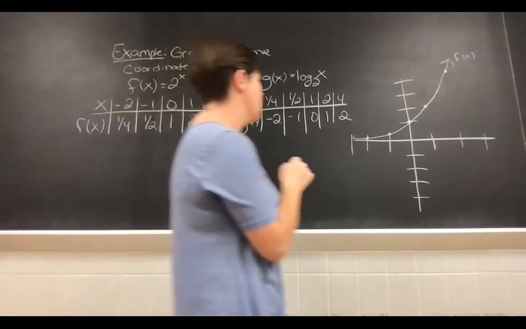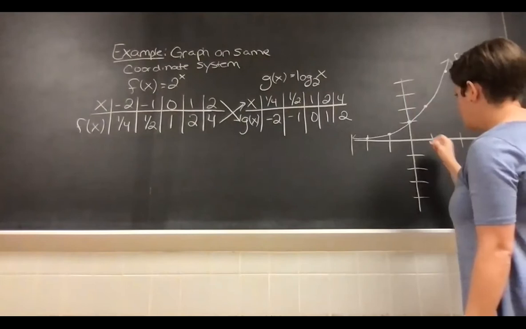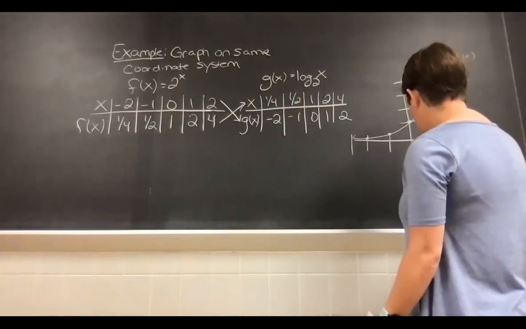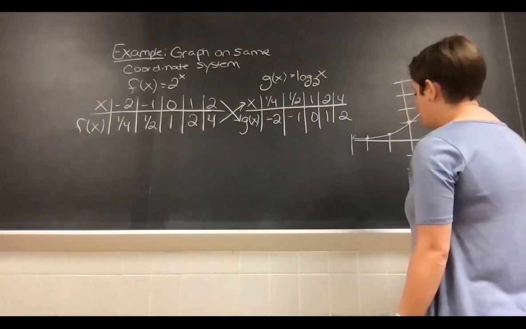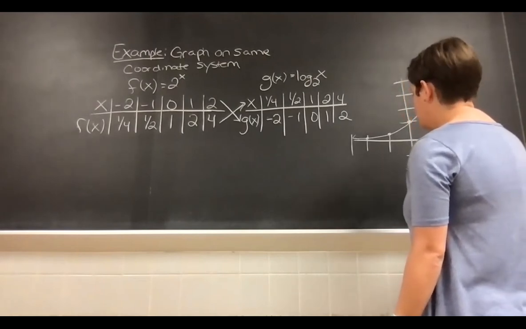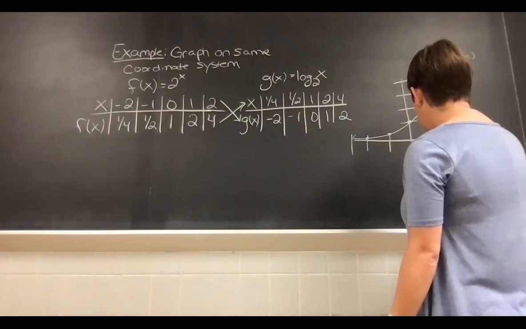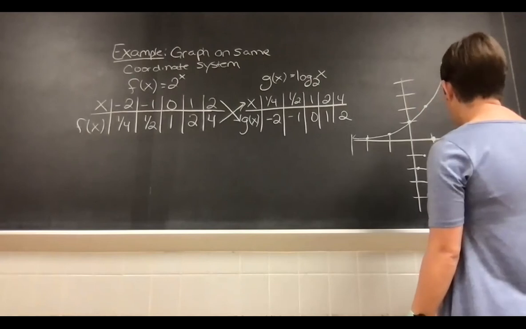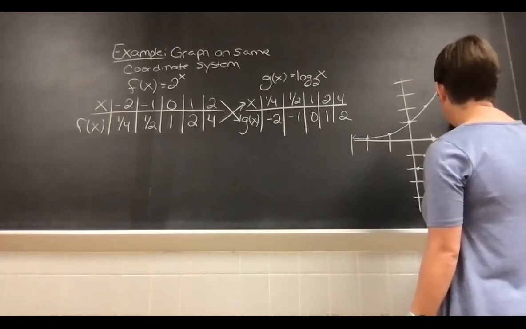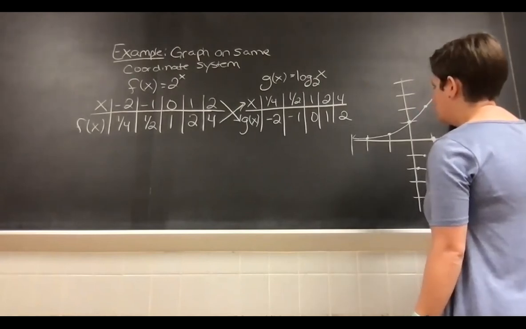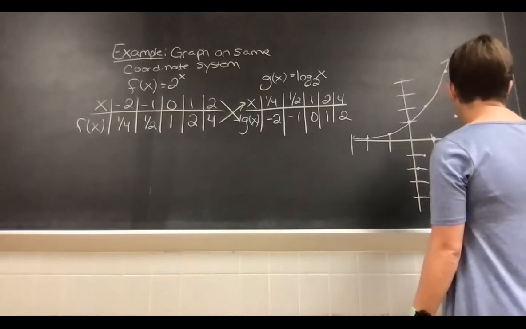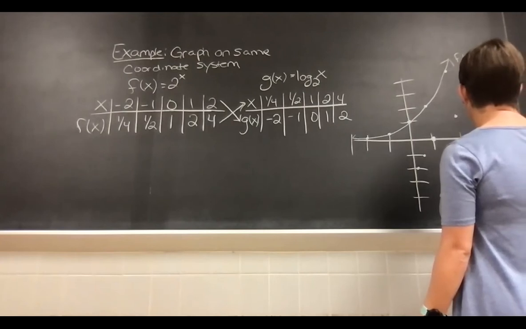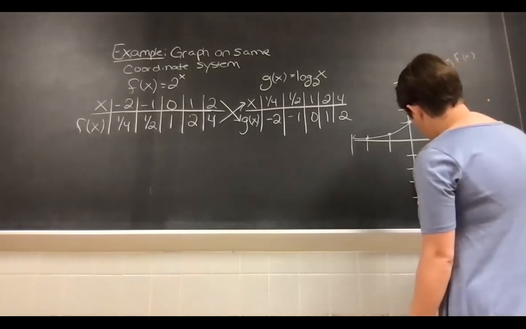So what that tells me is at x is 1/4, I'm down at -2. At x is 1/2, I'm at -1. Then 1, 0. Then 2, 1. And then 4, 2. Right there.